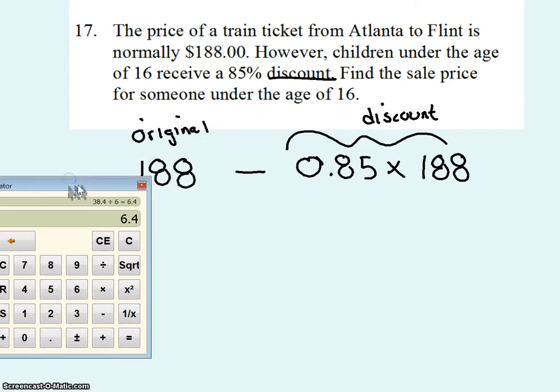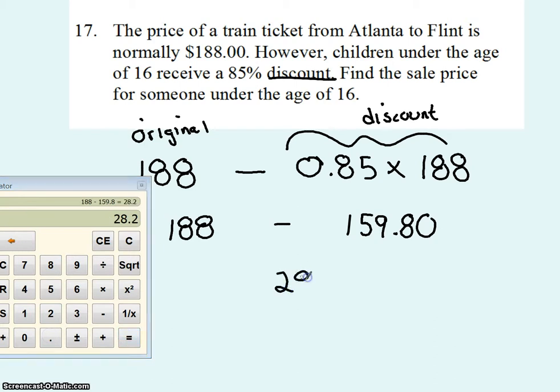Okay. The discount is 85% of 188. So $159.80. Okay. Again, that's how much they're taking off of the price. So now let's find out what that is. 188 minus 159.80 is $28.20.